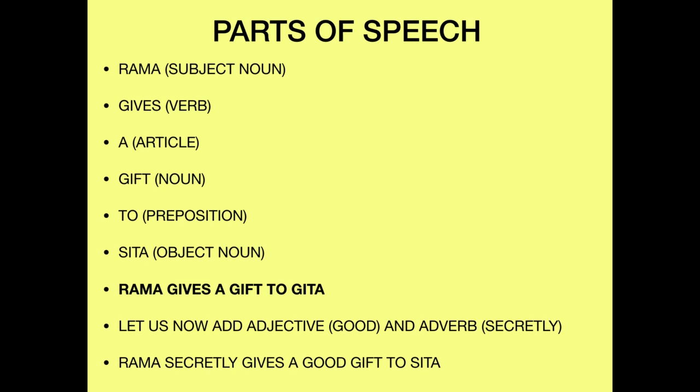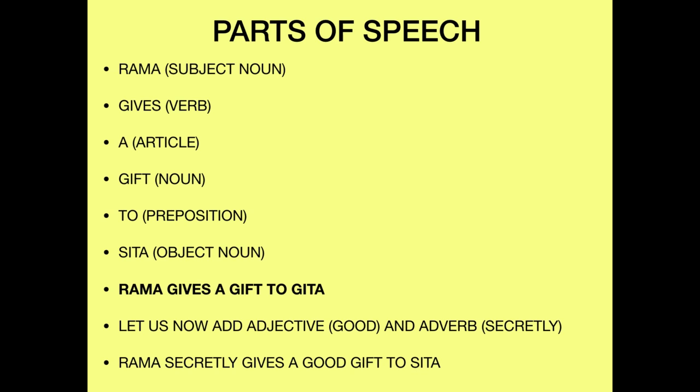Now, don't confuse this with parts of speech. Parts of speech is different from figure of speech. Let's try to recollect the parts of speech. I know that you know. Rama gives a gift to Sita. Rama, it's a subject. What we are talking about, whom we are talking. Gives is a verb. A is an article. Gift is a noun. To is a preposition. Sita is an object noun. Rama gives a gift to Sita.